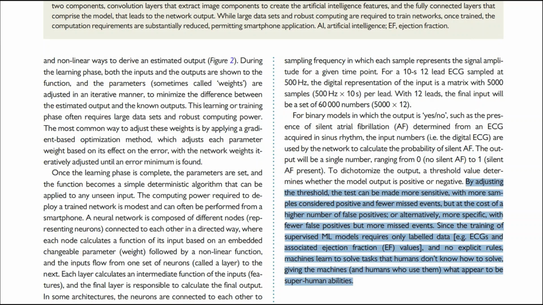By adjusting the threshold, the test can be made more sensitive, with more samples considered positive and fewer missed events, but at the cost of a higher number of false positives, or alternatively, more specific, with fewer false positives but more missed events. Since the training of supervised ML models requires only labeled data, e.g. ECGs and associated ejection fraction, EF, values, and no explicit rules, machines learn to solve tasks that humans don't know how to solve, giving the machines, and humans who use them, what appear to be superhuman abilities.